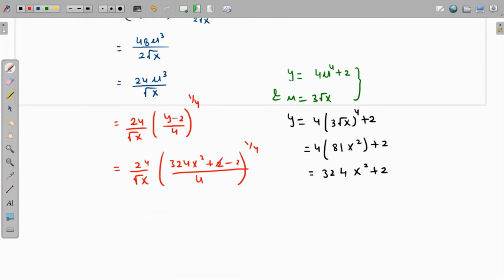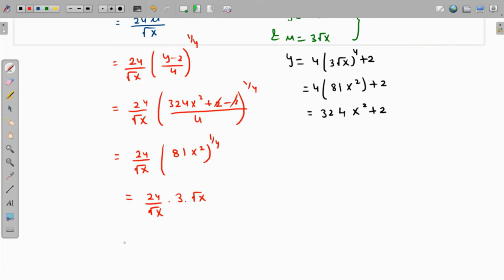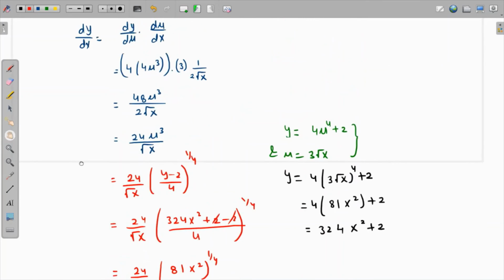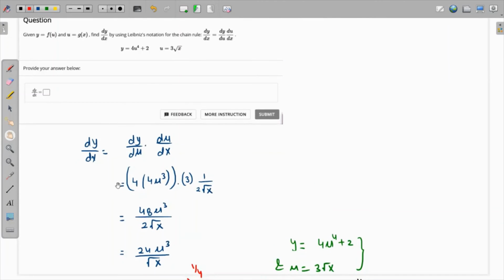So these two are cancelled. Then 24 over root x, and then we have 4 times 81x square over 4, raised to 1 over 4. So this will become 24 over root x times 3 root x, I think. So root x and root x are cancelled, and we are left with 24 times 3, which is 72. This is pretty surprising because that's actually a constant. So that's what we are getting. Thank you.